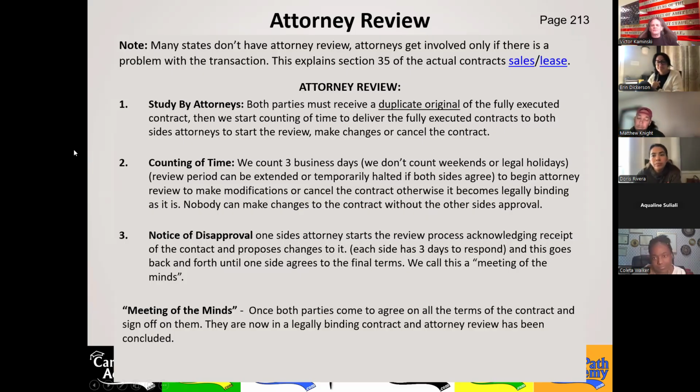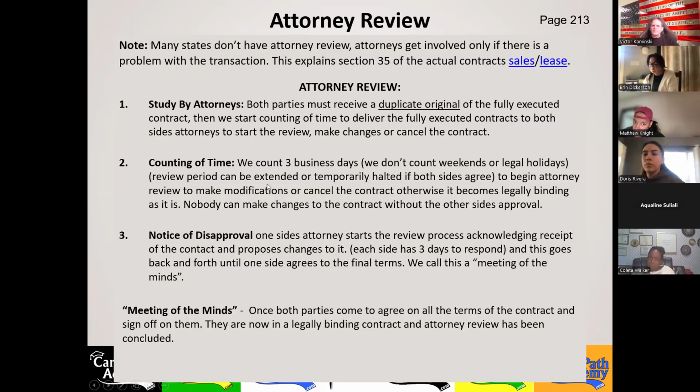So how does the attorney review process work? Well, it starts by study by the attorneys. Both parties must receive a duplicate original of the fully executed contract. Then we start counting of time. You do not count business days or legal holidays or weekends. We deliver the fully executed contracts to both sides' attorneys. We give them 3 business days to start the attorney review. So counting of time, we count 3 business days. We don't count weekends or legal holidays.